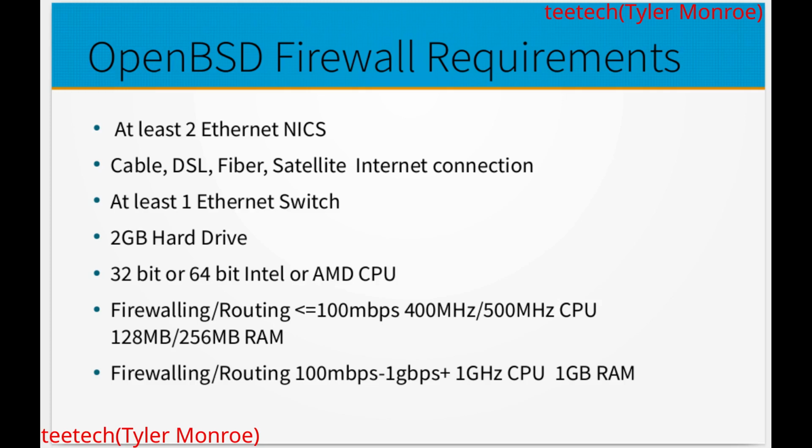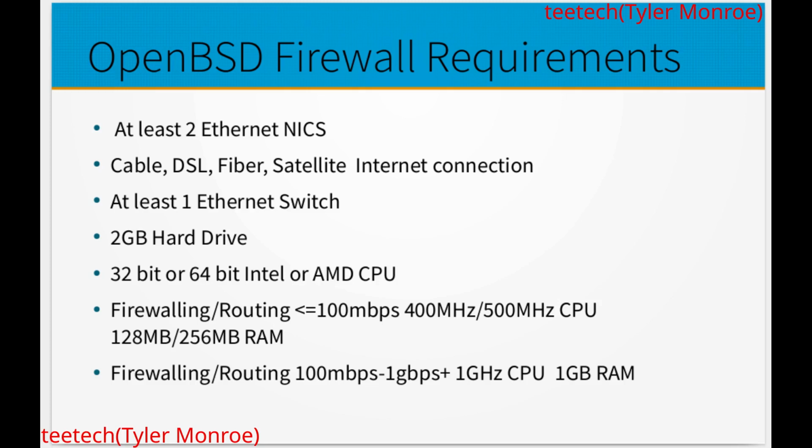Now, as far as the computer that's going to be the firewall itself, you want at least 2 gigabytes of hard drive space. Now, mind you, that 2 gigabytes won't give you that much room. So in reality, these are the very bare minimum. Now, as far as the CPU of that computer you want to use, you can use any 32-bit or 64-bit Intel or AMD CPU. You can use others, but those are probably the most supported.